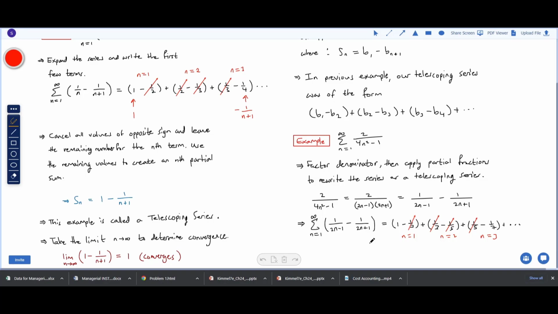So it looks like for our nth partial sum, whatever n value we may choose, it's going to turn out to be 1 minus 1 over 2 times that n value plus 1. So we can say our S sub n is equal to 1 minus 1 divided by 2 times n plus 1.